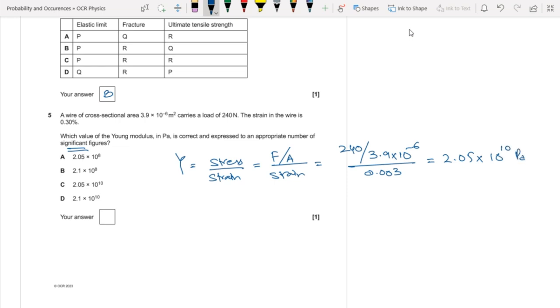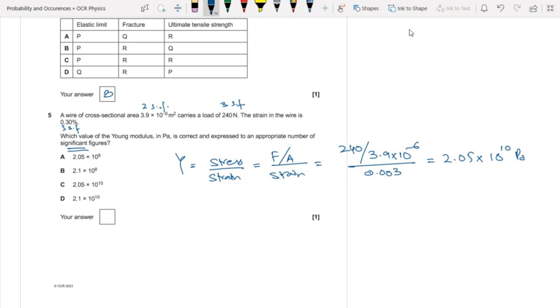But it looks like option number C, but we have to have a look at the significant figures as well, because C and D are very close. D is the rounded version of C. So we need to figure out whether it's C or D based on the significant figures given in the original information. So it's two significant figures. It's three significant figures. It's also three.